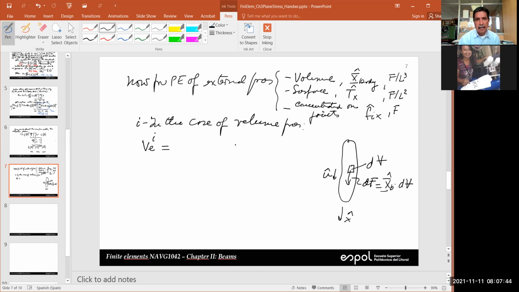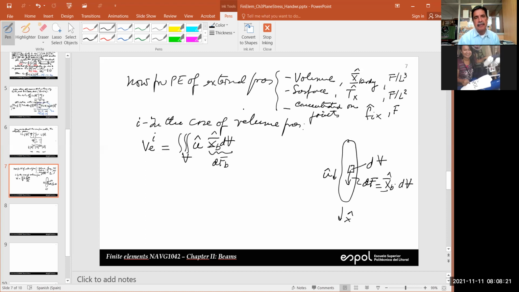So this is the work, the potential work that could be developed by this little force. So that's that, and dV. And then we have to integrate on the whole volume. So this is force, differential force, body force, and multiplied by the displacement that will give us the potential work. Okay.